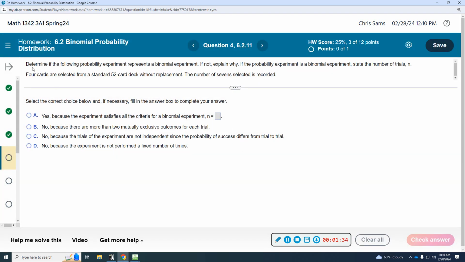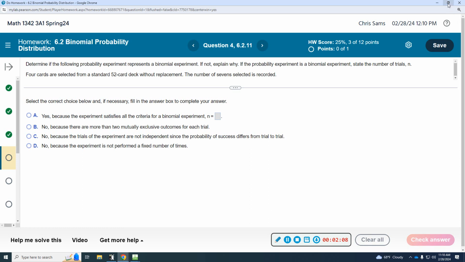All right, number 4, same thing, determine if it's binomial, explain why not. So we got 4 cards selected from a standard 52 deck without replacement. The number of 7s selected is recorded. Okay, so we do have success or failure. We're looking for 7. All right. Problem is, when I pull a card without replacement, that affects the probability.